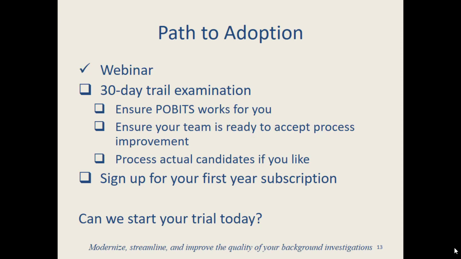Make sure that POBITS works for you. Ensure your team is ready to accept process improvement. If you want, process actual candidates. Then you're ready to sign up for your first year's subscription. We'd like to start your trial as soon as possible.